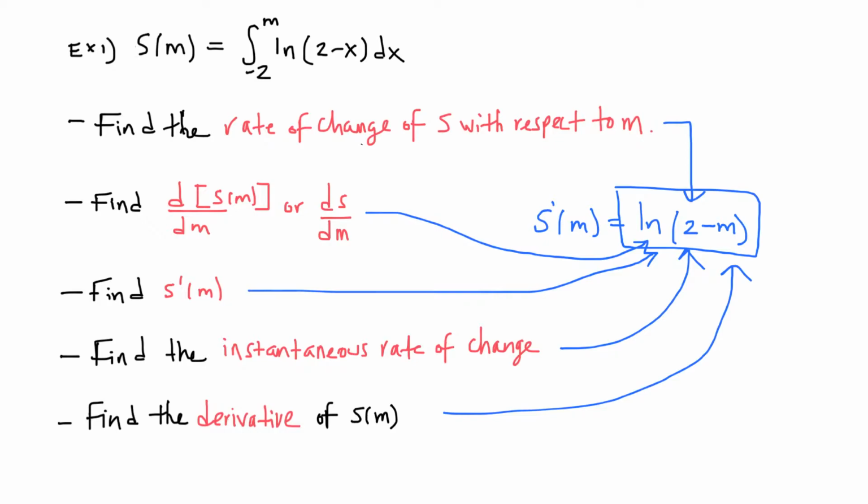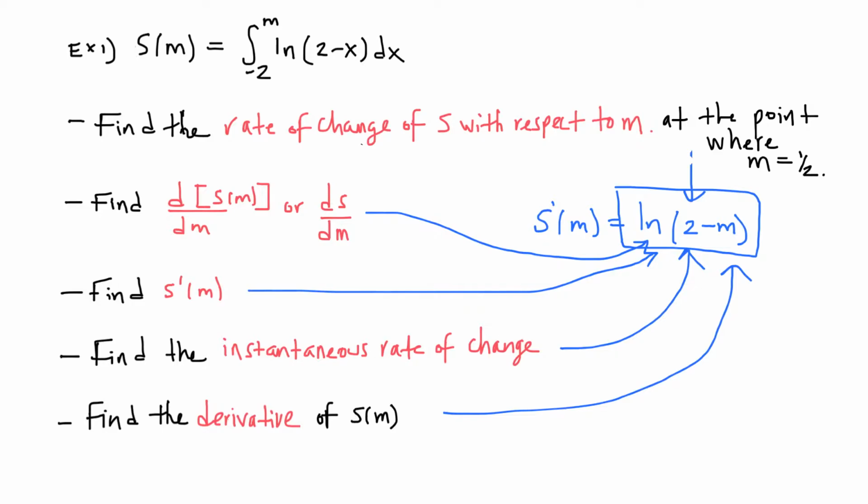Now, the only difference would be if they said something like, let me just go to the first one, find the rate of change of s with respect to m, and now I'm going to add at the point where m is equal to, and I'm just going to make up a number, like half. Then you can attach this to the rest of the four other questions. It'd be the same thing.